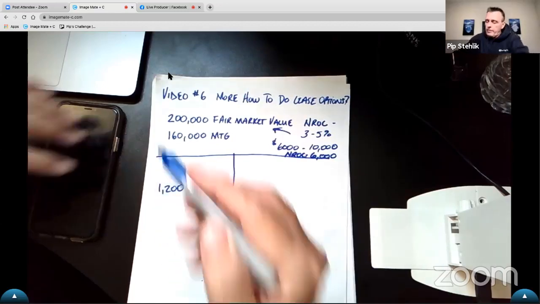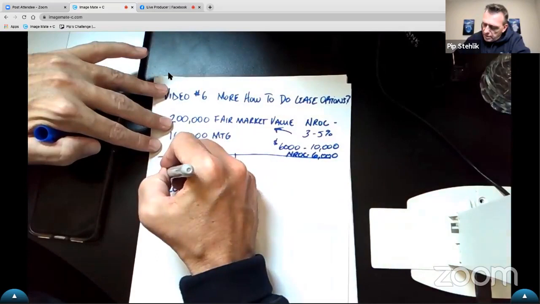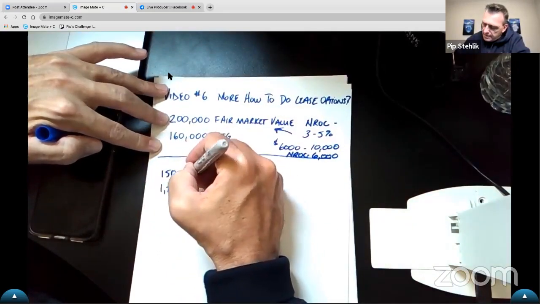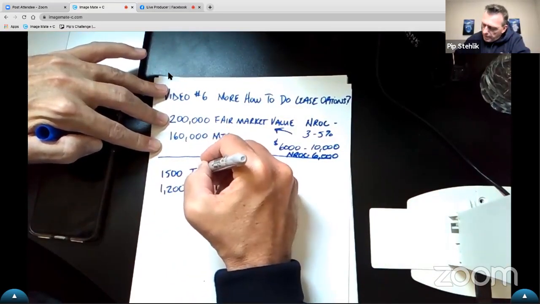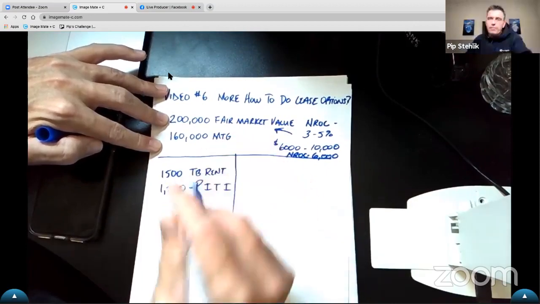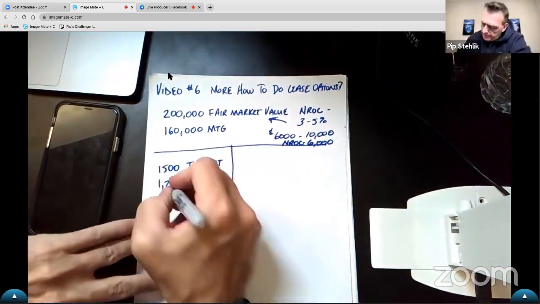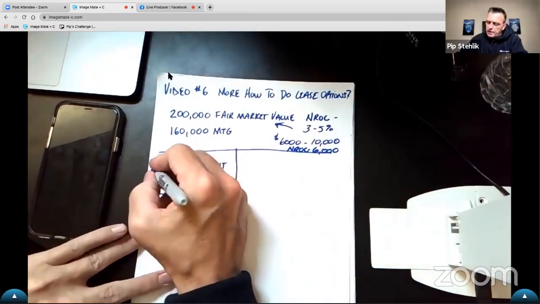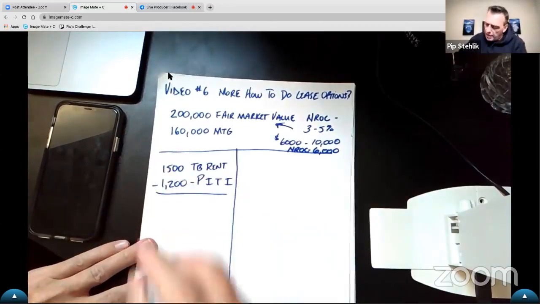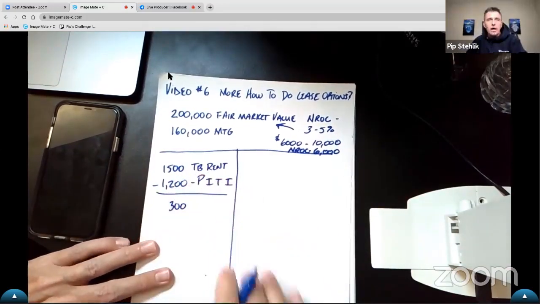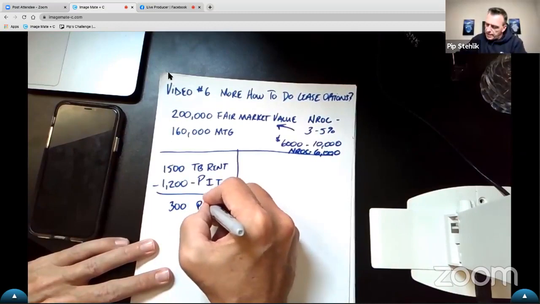So if we're looking at that, let's say that we charge them $1,500 a month, and this is the tenant buyer rent payment on that deal. And so we've got $1,500 coming in. We've got $1,200 coming out for a $300 positive cash flow.